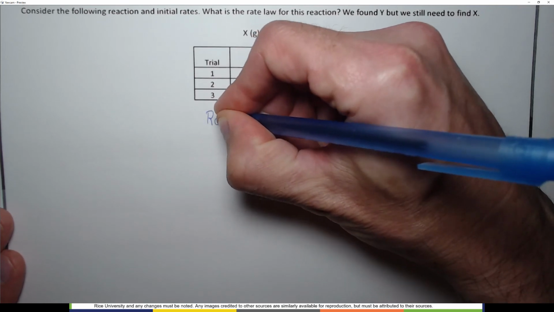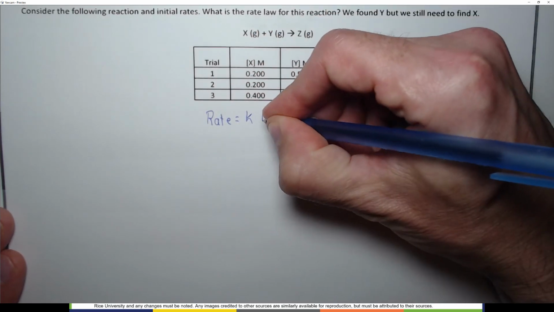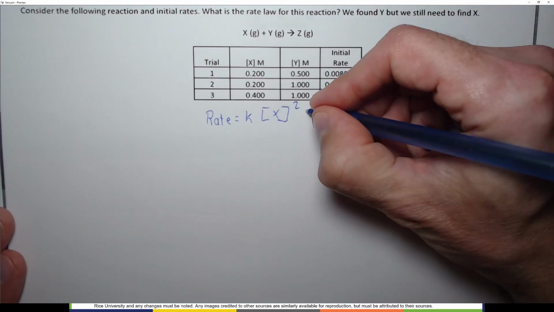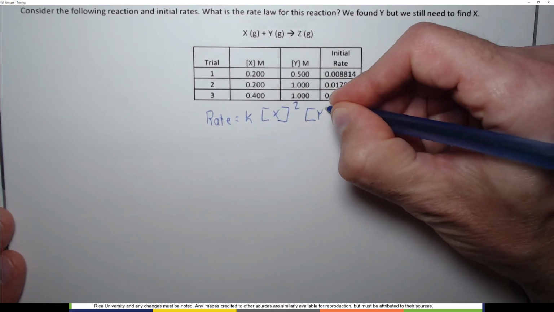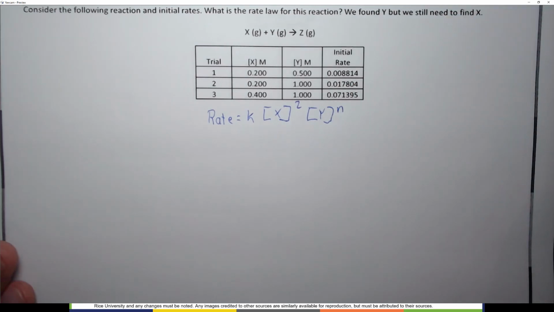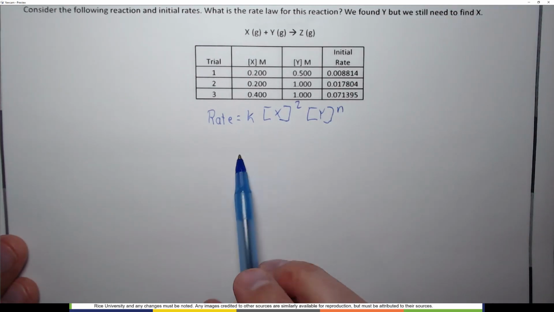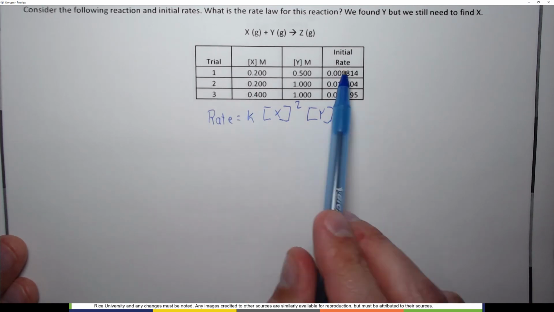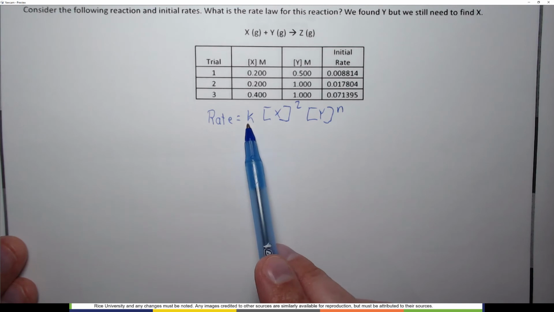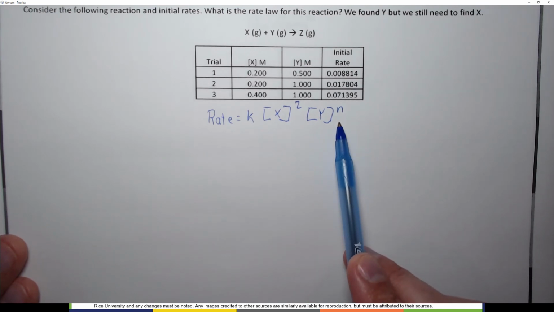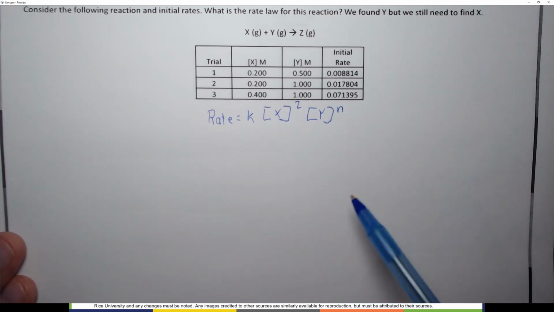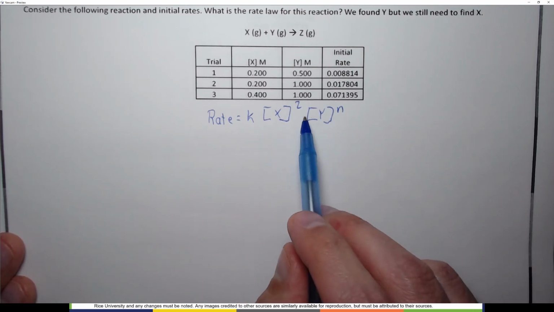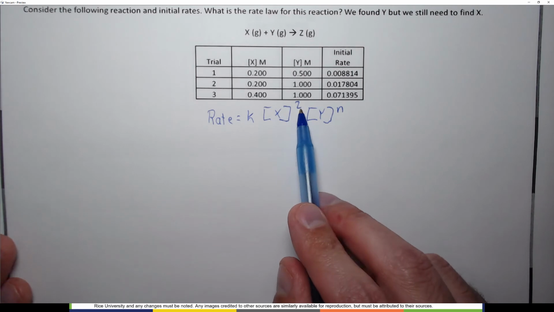So rate, again, equals k, concentration of x, which I now know is squared, okay, concentration of y to the n. All right. Now, since we still don't know k, we still can't just plug in one set of values because we still have 2 variables, k and n. So we essentially have to do the same thing over again. If you wanted to leave this as m and this is n, it's not going to make any difference whether you put this in as 2 or whether you leave this as m.